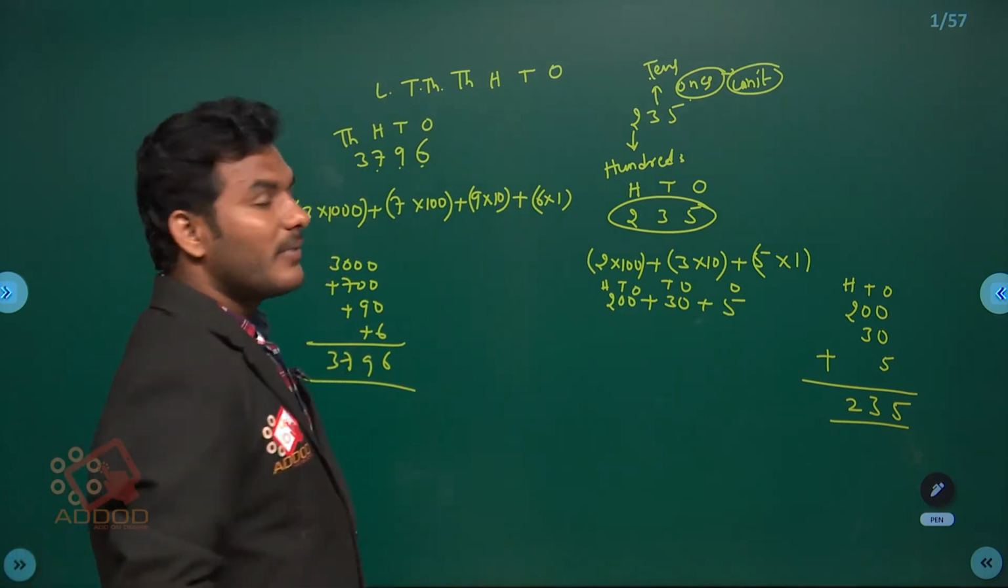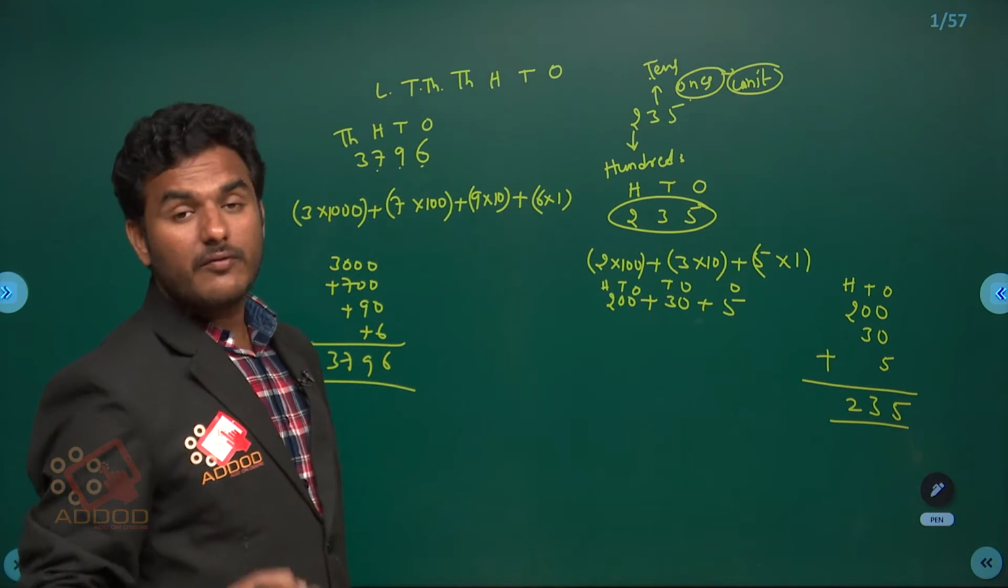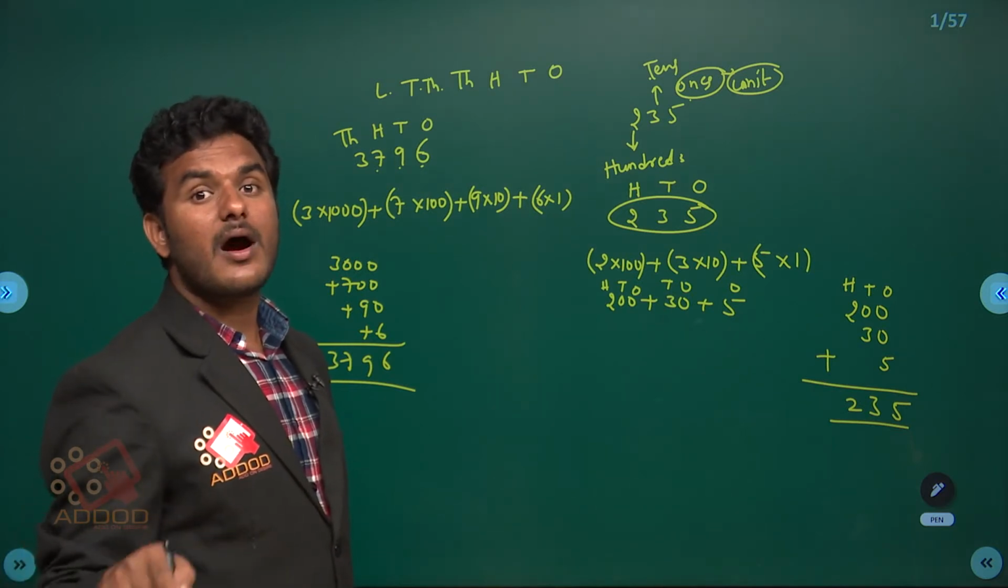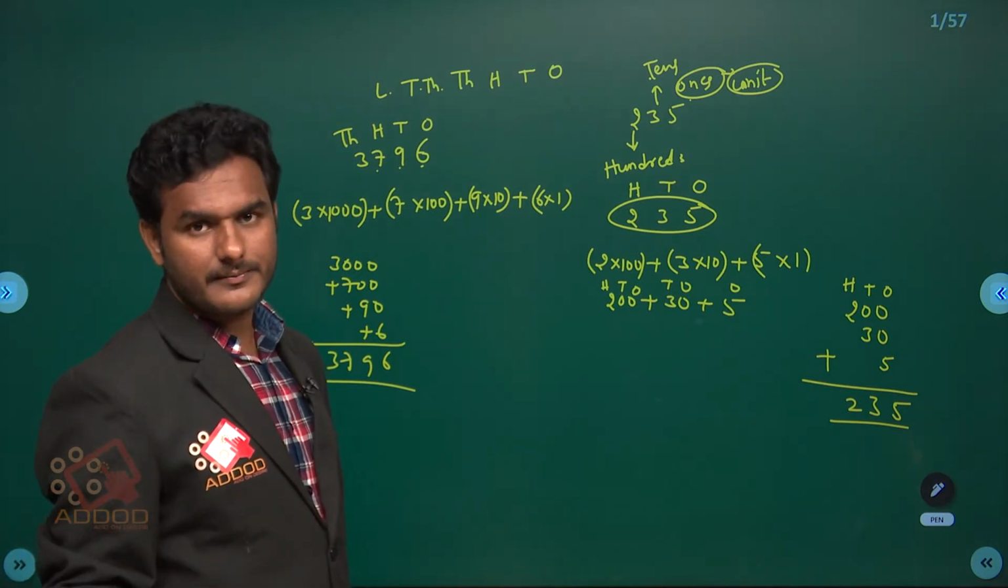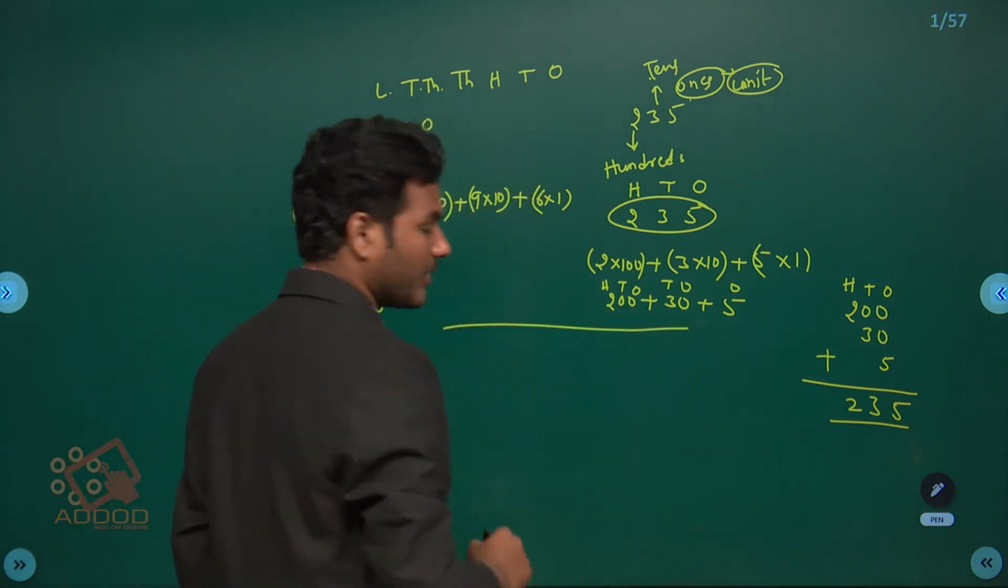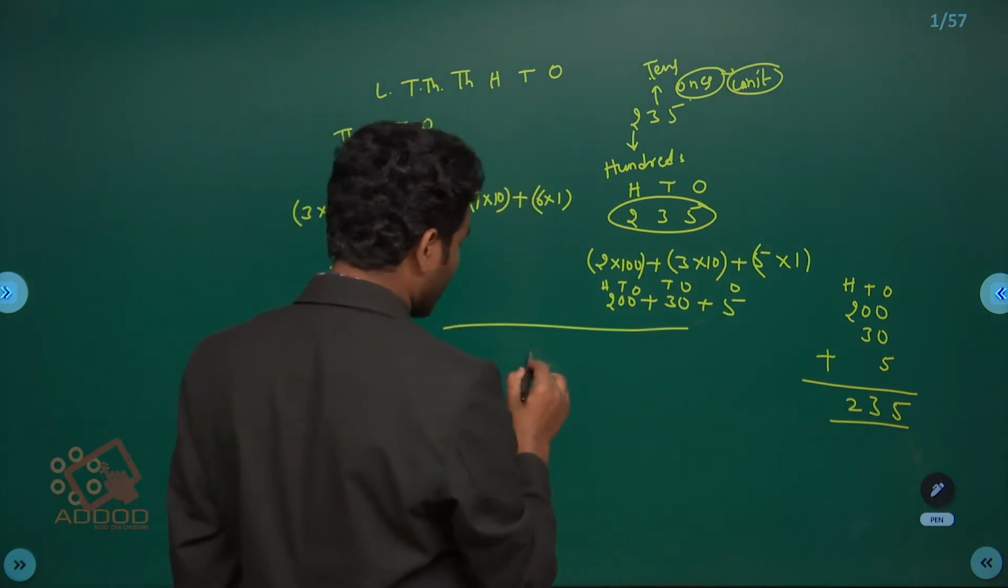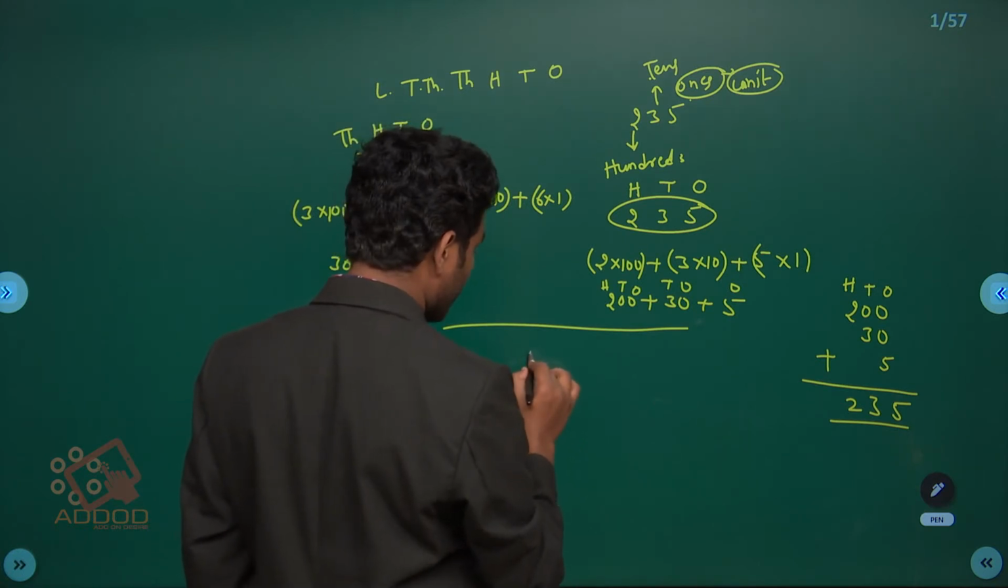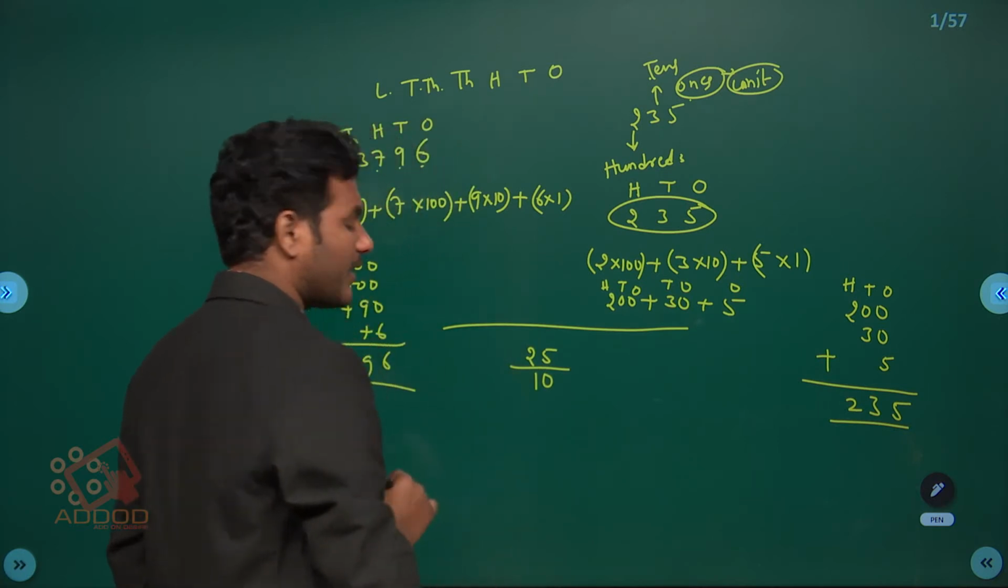These are the proper numbers, without any decimal point. Whenever we have a decimal point, how can we read those? If you take a fraction, a fractional number, for example, here I am taking 25 by 10.